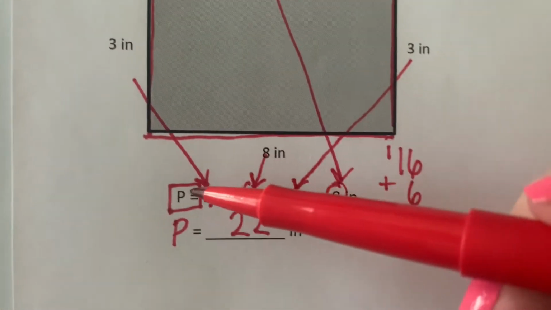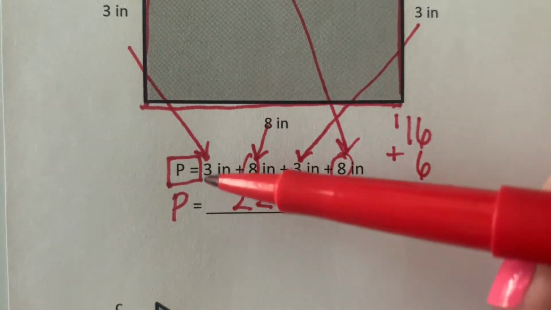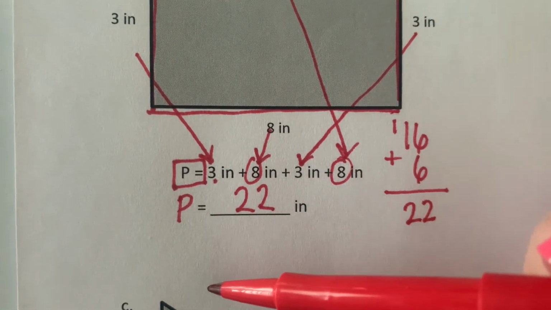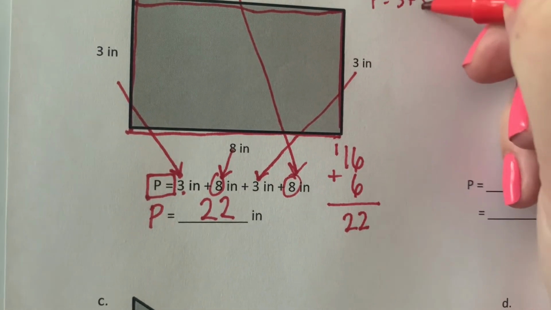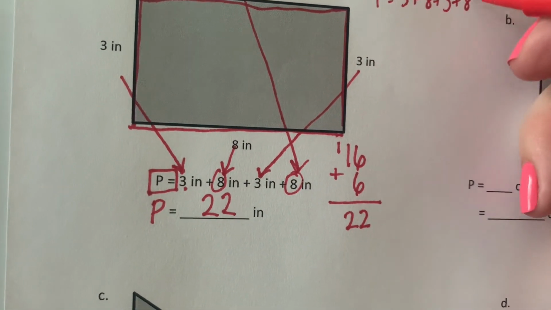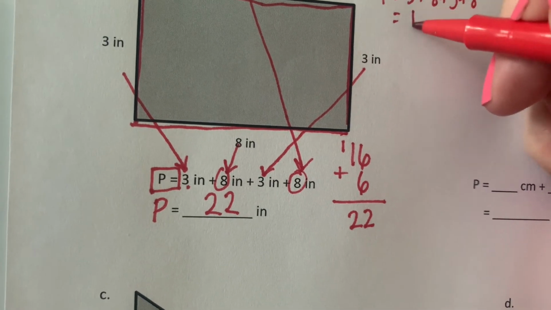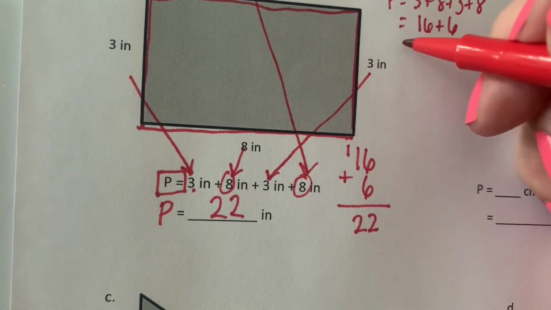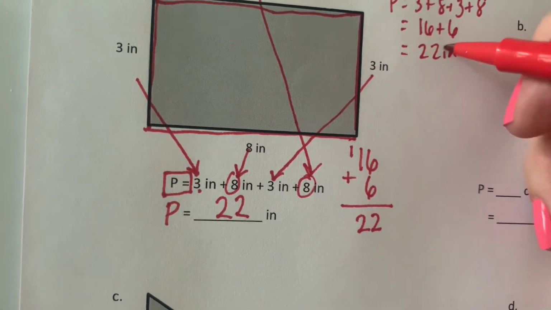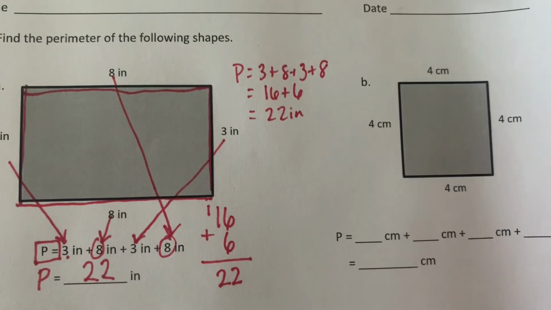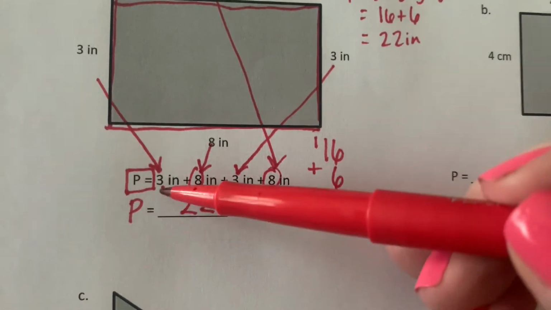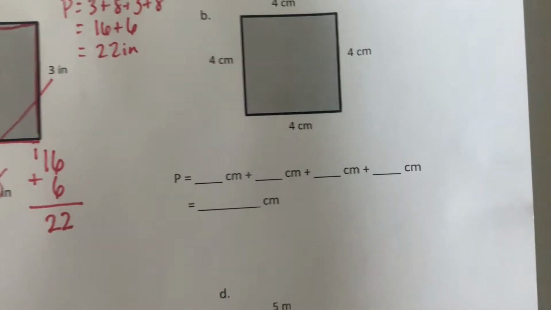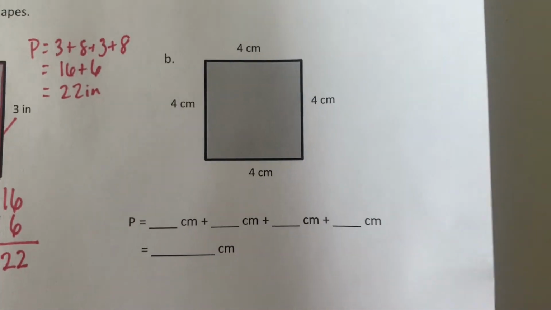A lot of the times you'll see the P equals and then you'll just see a bunch of equals. So like I could have written it P equals 3 plus 8 plus 3 plus 8 equals 16 plus 6 equals 22 inches. I could have written it like that, and you just carry down the equal sign until you get to the answer, or you can just carry down the P. It really doesn't matter.